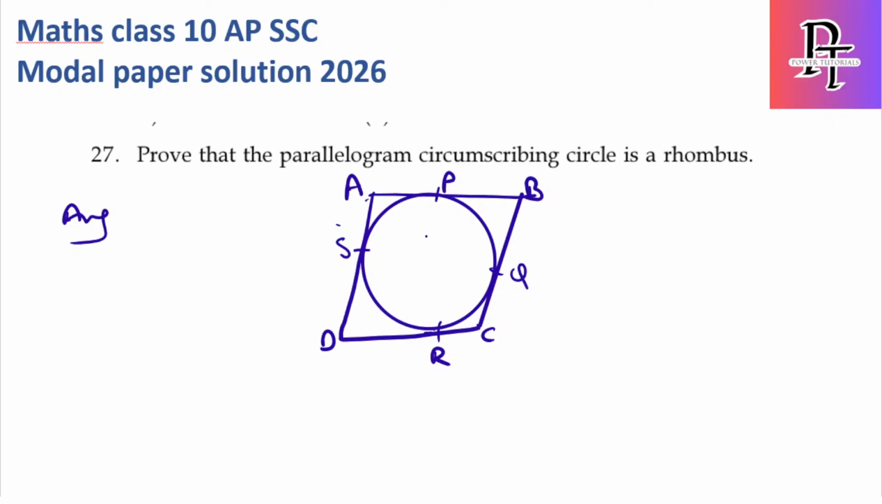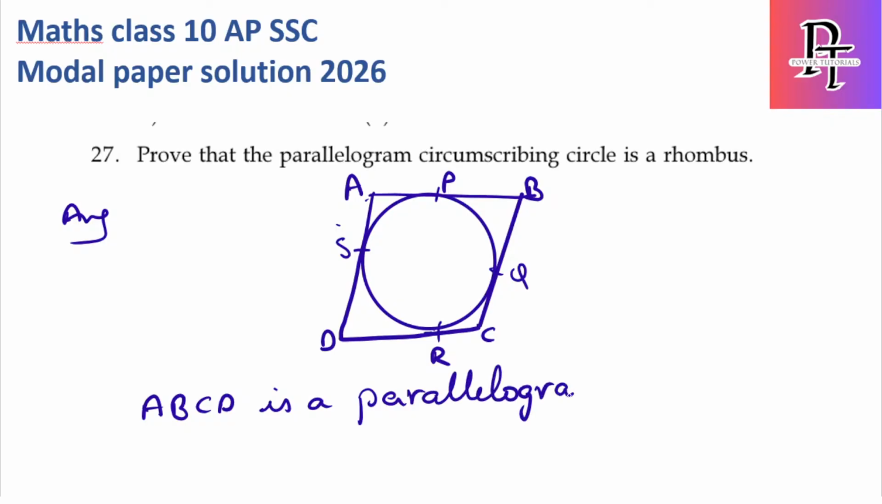Here they are saying that ABCD is a parallelogram. So if ABCD is a parallelogram, what is the condition? Opposite sides are equal. So AB is equal to DC and AD is equal to BC. Opposite sides are equal. Now let's see.